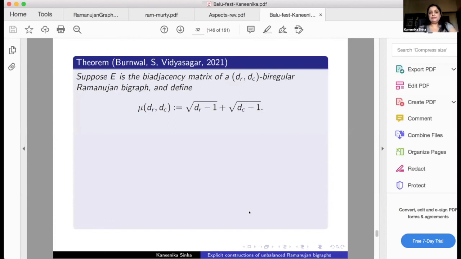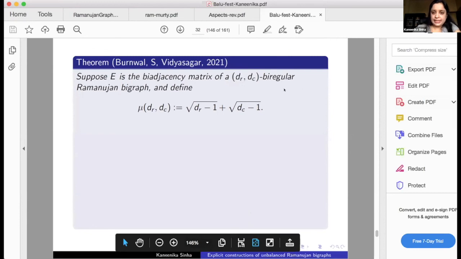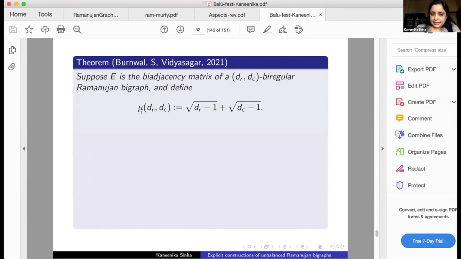So in this connection, we also have the following theorem. Suppose E is the biadjacency matrix of a (dr, dc) biregular Ramanujan graph. Let us define mu of dr comma dc as this optimal value of the non-trivial singular values, square root of dr minus 1 plus square root of dc minus 1, coming from the Feng-Li bounds.